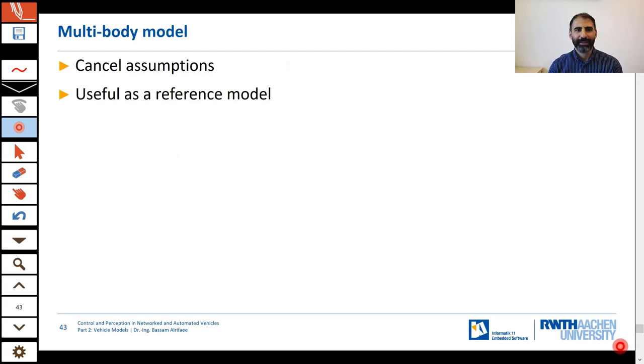Well, after a single track model, we can also have a multi-body model. What we do, we cancel more and more assumptions from the assumptions we introduced using the kinematic model. The multi-body model is useful as a reference model, not as a control model. Maybe for simulations, as always in models, more complicated, more accurate models are closer to reality. And this makes them more suitable for use as reference models. This means to evaluate models or as simulation models.